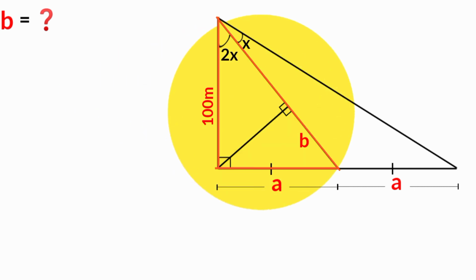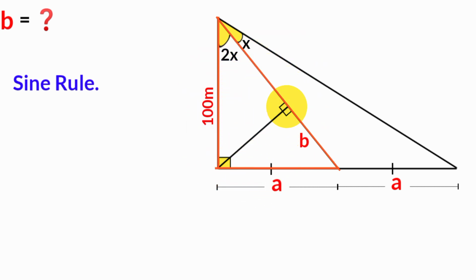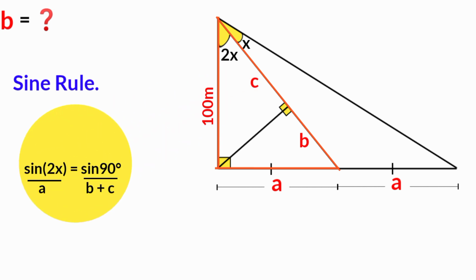He started with this triangle here. It is a right angle triangle, but he used the sine rule to relate this side and this side. Let's assume the length of this part to be C. So by sine rule, the sine ratio of this angle 2x divided by this side A must be equal to the sine ratio of this angle 90 degrees divided by the length of this side, which is the sum of this B and this C. So sine 2x over A equal to sine 90 degrees over B plus C. Sine 90 degrees is 1. So sine 2x over A equal to 1 over B plus C.